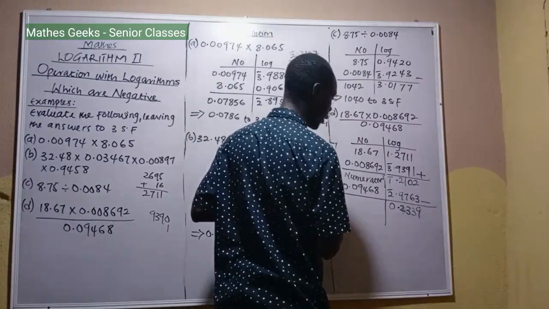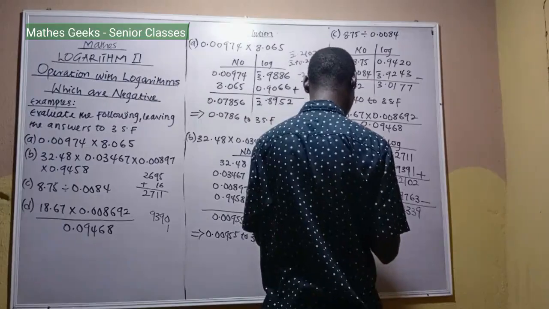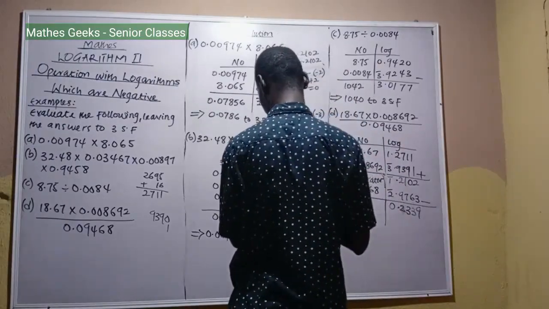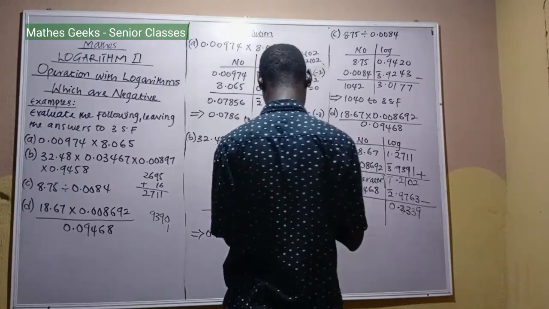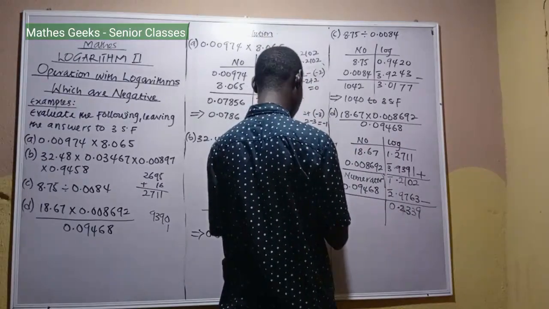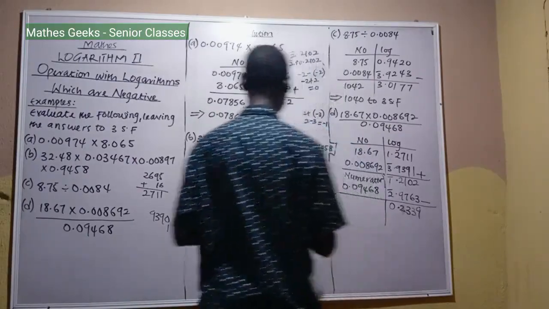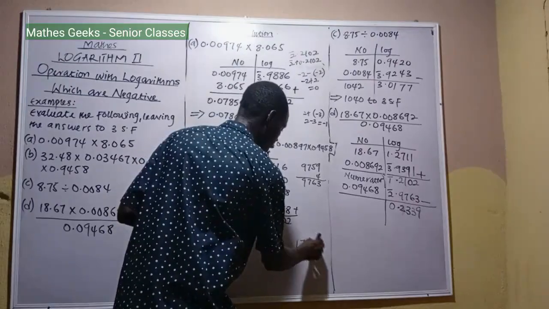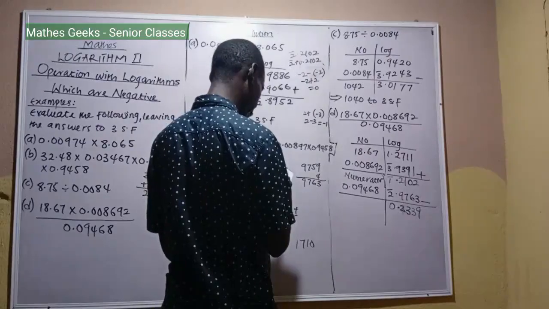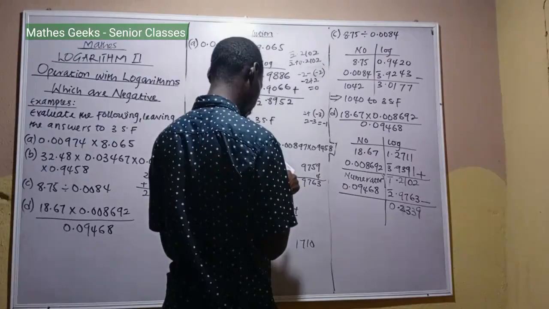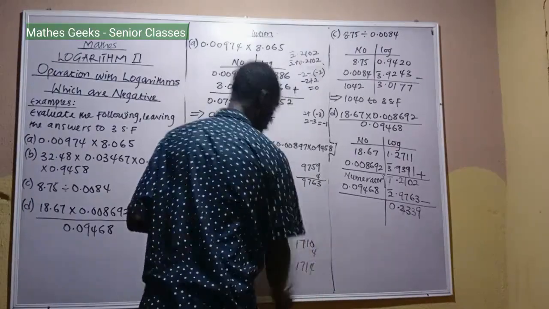So 0.2339. And now we're going to look for the antilog. So the mantissa is about 23 under 3. 0.23 under 3 will give us 1710. 1710, difference 9. 0.23 difference 9 is 4. So 1714, that's the answer.